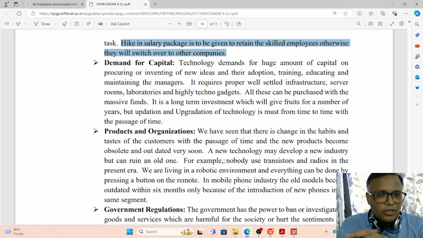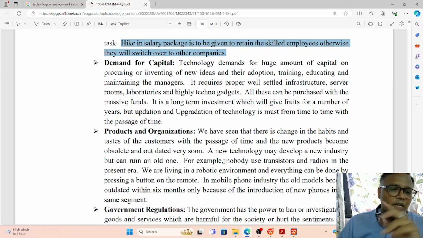Next is about products and organization. We have seen that there is a change in the habits and tastes of customers with the passage of time, and new products become obsolete and outdated very soon. A new technology may develop a new industry but can run over the old one. For example, nobody uses transistors and radios in the present era. We are living in a robotic environment and everything can be done by pressing a button on a remote. In the mobile phone industry, old model phones become outdated within only 6 months because of the introduction of new phones in the same segment.